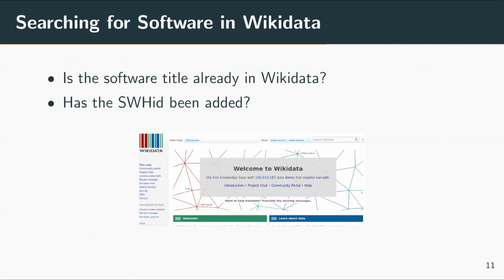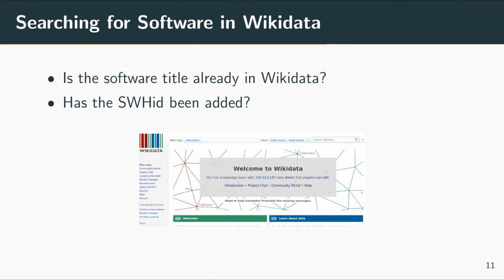So the first step to deciding if the software that you'd like to learn more about is already in Wikidata is to use the search bar. Wikidata's search bar is here, and you can search for the title. You may need to try a few different things, maybe with the developer listed or just the name of the software. It depends on what labels have been entered for the software.